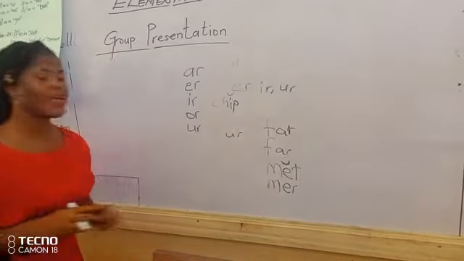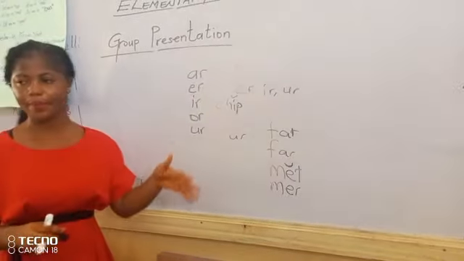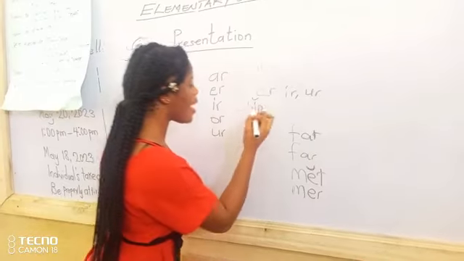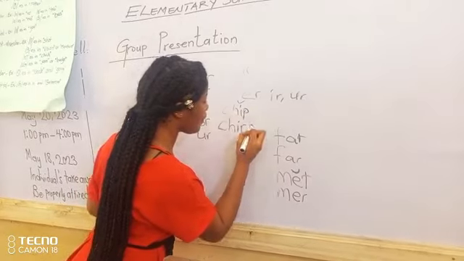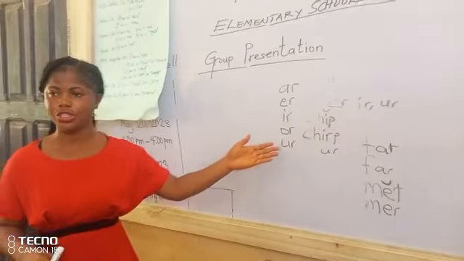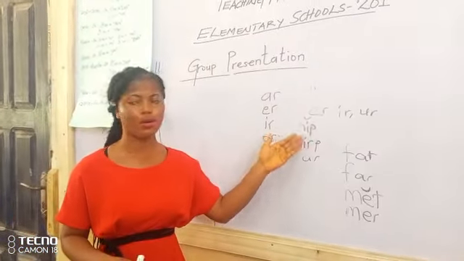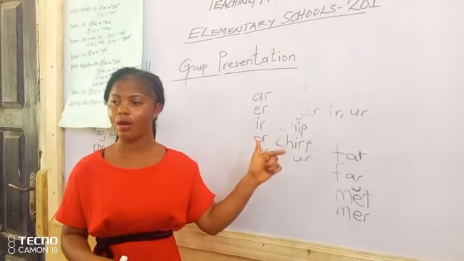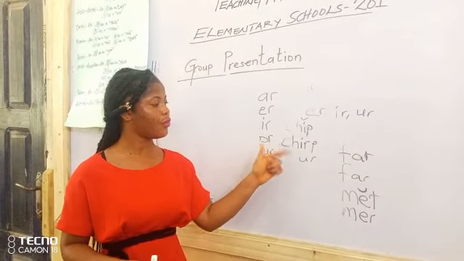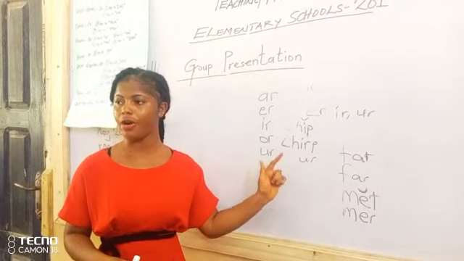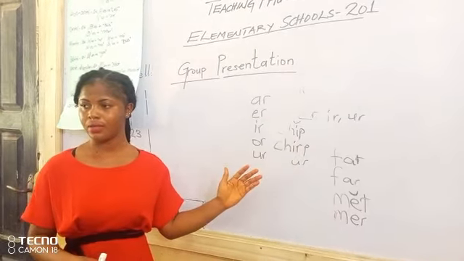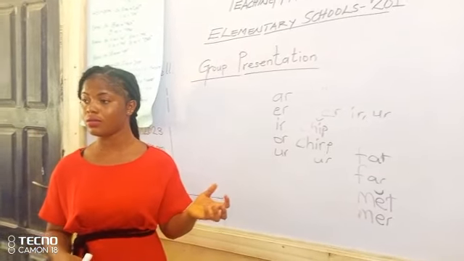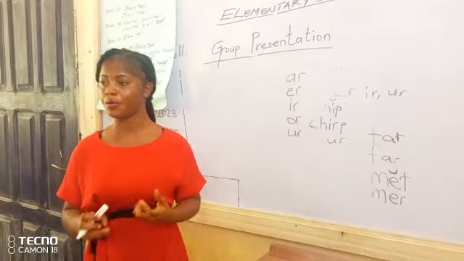This ar is saying er. You are hearing the sound chip, but if you add ar there, you say chur. The sound of the word changes. It's saying chur because the ar is saying er. So it turns to chur, chur, chur. So this sound changes, and then it gives you a new sound and the meaning of a new word.